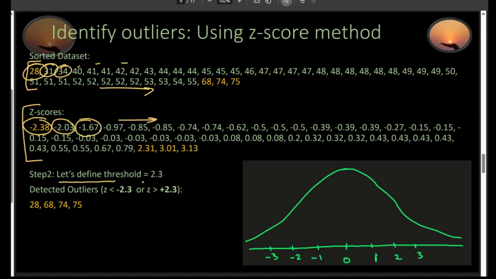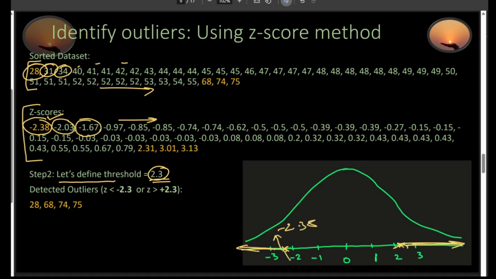Now let's define our threshold. In this case, I'm defining my threshold as 2.3. I'm just picking a number. I could have picked 3 or some other number, it doesn't matter, but you just define your threshold. 2.3 would be somewhere over here. Any z value that is in this range would be my outlier. Just by looking at this, you can tell this one is falling out of that range. Minus 2.38 would be in this area, over here.